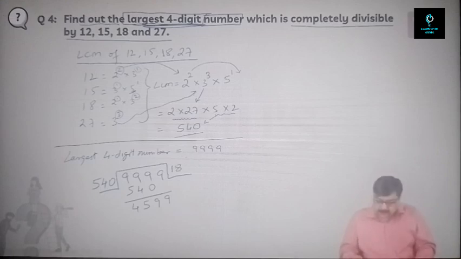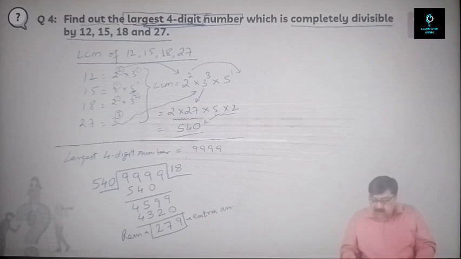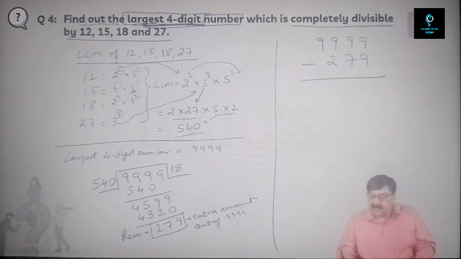Goes by 8. 8 zeros are 0, 8 fours are 32, 3 remaining. 8 fives are 40, carryover was 3, so 4320. Remainder is 9 here, 7 here and 2 here. So this 279 is the remainder, which is extra amount out of 9999. So simply we will subtract this 279 from 9999. 9 minus 9 is 0, 9 minus 7 is 2, 9 minus 2 is 7 and we get a 9 here.